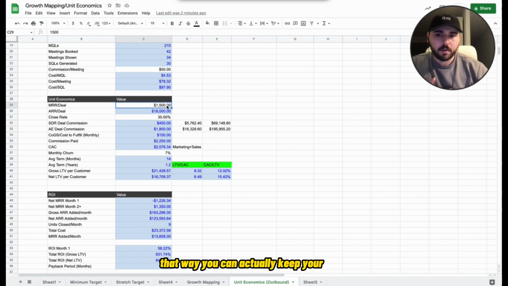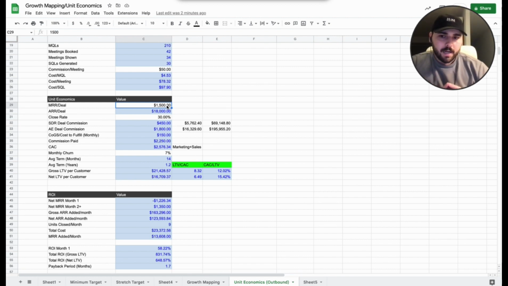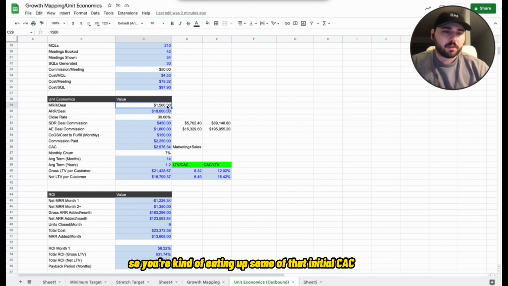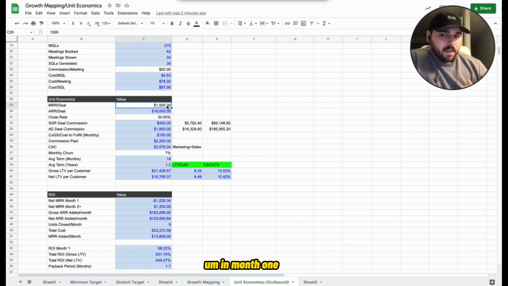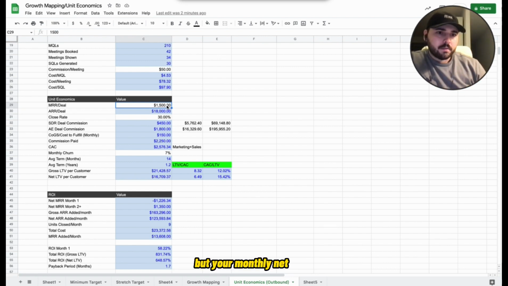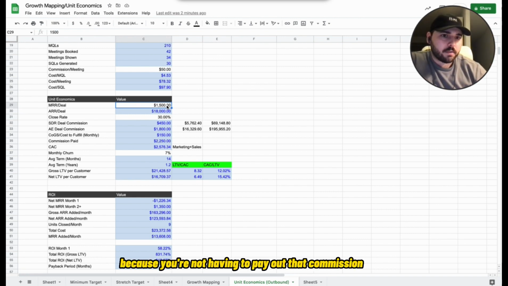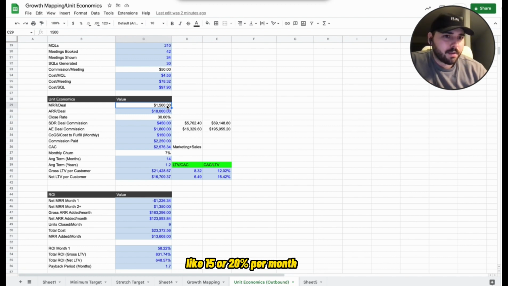That way you can actually keep your initial acquisition costs down. Your net MRR will go down though. Okay, so you're eating up some of that initial CAC in month one, but your monthly net revenue will actually be higher, right? Because you're not having to pay out that commission over a longer time period, and you're actually ending up paying less commission. Because if you were to pay it out monthly, you'd probably want to do something closer to like 15 or 20% per month to actually entice people to work for you and stay around.